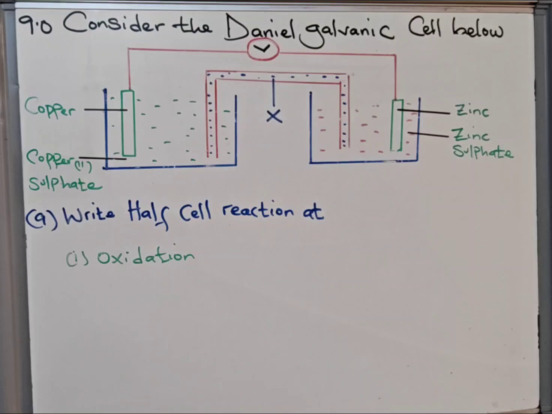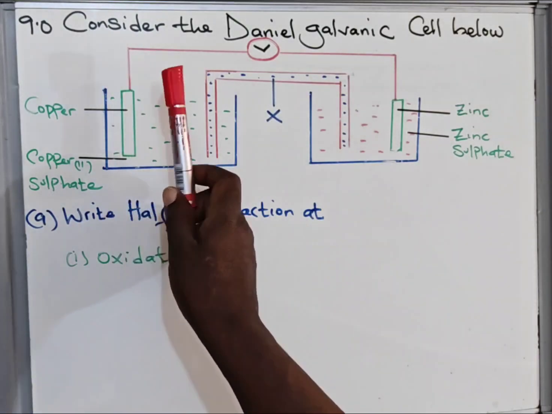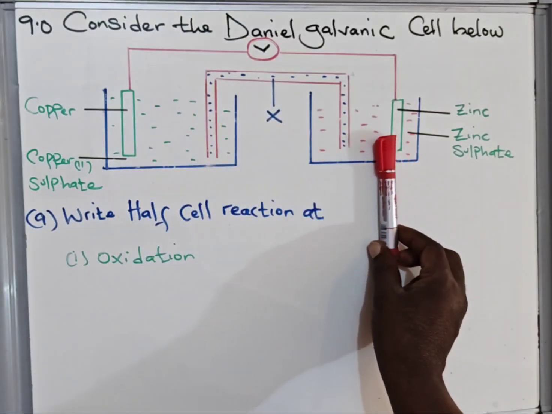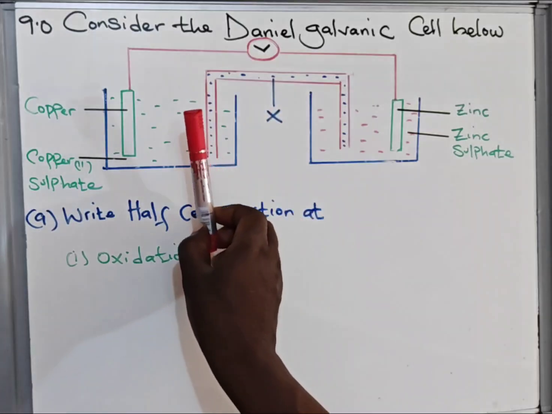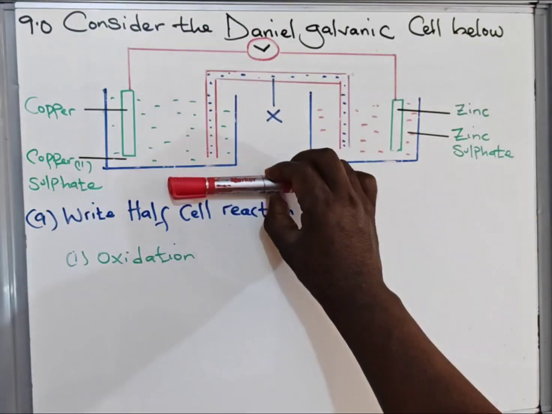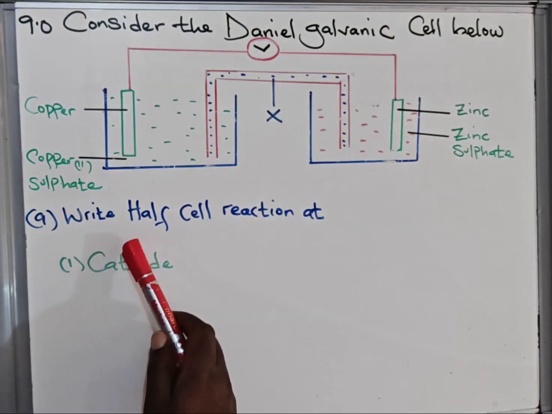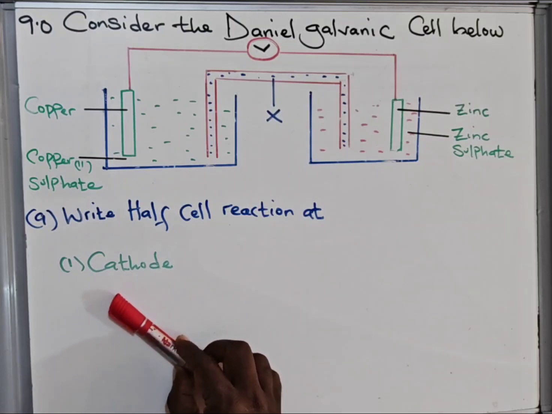It comes from electrochemistry. The statement says: consider the Daniell galvanic cell below. So this is it. What we call a Daniell cell is the cell between copper and zinc, and this is the setup we are having. Then the question comes: write the half-cell reaction at the cathode.